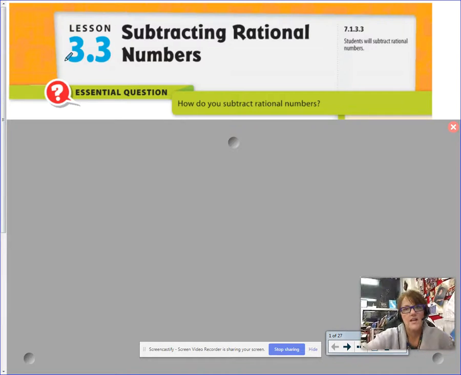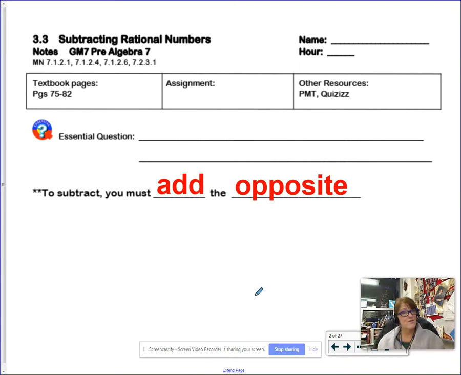All right, we're heading into section 3 of mod 3, 3.3, and we're moving on to subtraction. Now if you can add, you can subtract. So the essential question is simply, how do I subtract rational numbers?